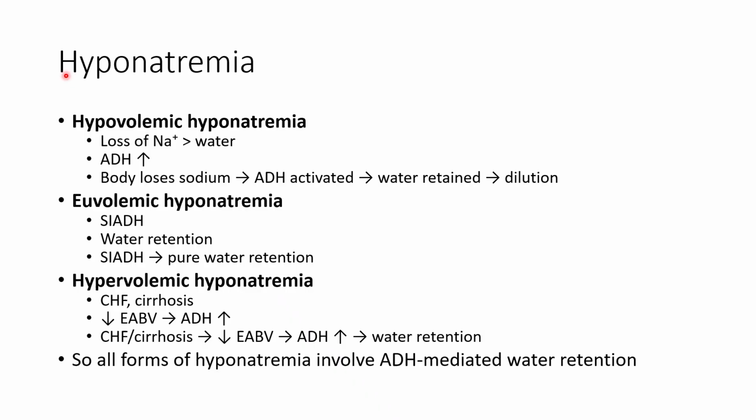So now discussing a bit about hyponatremia. Hyponatremia is a thing that you get to know through lab. The lab report will tell you. Then you have to clinically define it into three categories: hypovolemic, euvolemic, and hypervolemic.